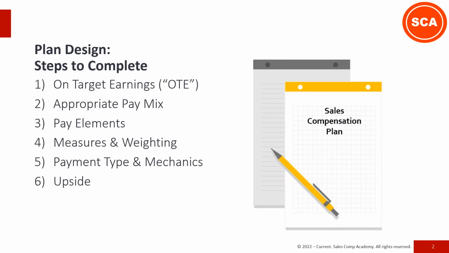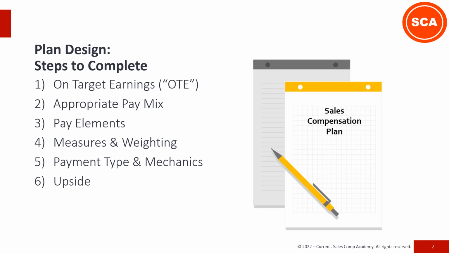To create a plan structure, these are the 6 plan design steps that need to be completed. A plan structure needs to be done per role or job description. So it's best to lay out on a spreadsheet each sales incentive eligible role that is part of your sales organization and these 6 items.